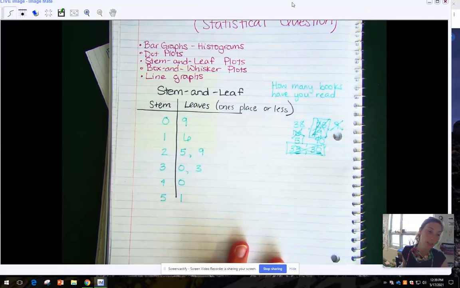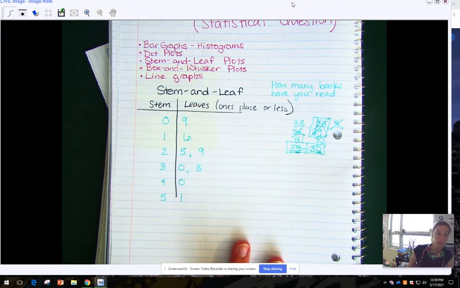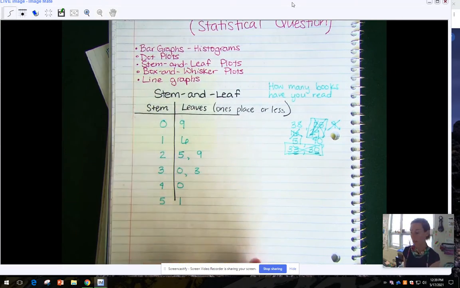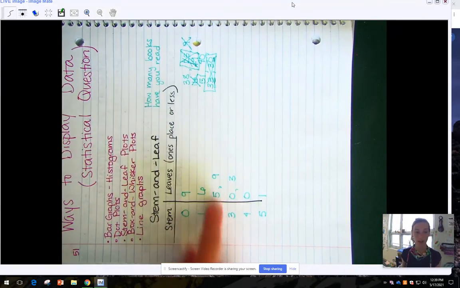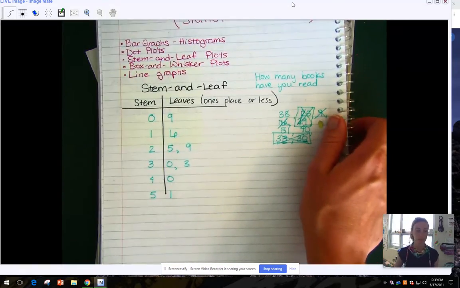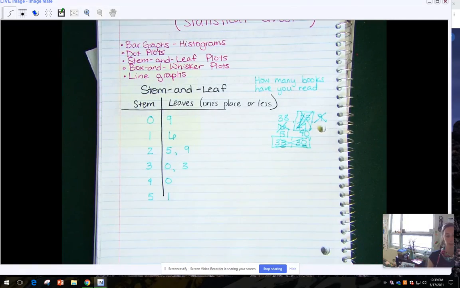These were much more commonly used before computers because this would be a really easy way to see data, because when you turn it on its side, it looks like a bar graph and you can see how many values were in each column. So yeah, that's a stem and leaf plot.